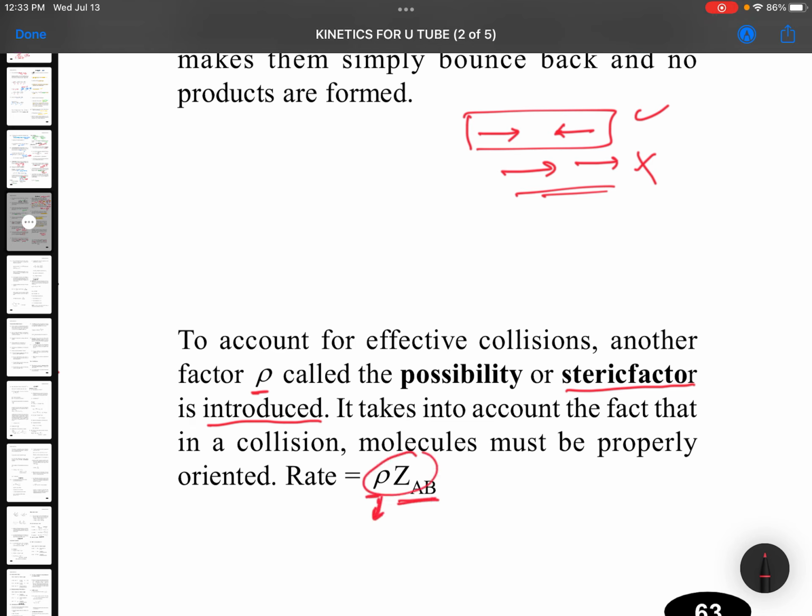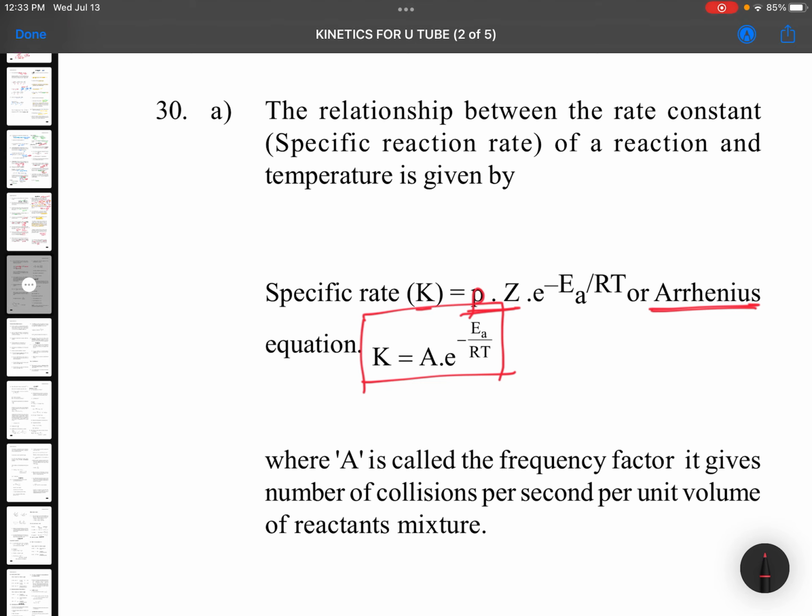Then coming to these points, the relationship between the rate constant of a reaction and temperature is given by k = A e^(-Ea/RT). This is called the Arrhenius equation. Or k = rho into Z into e^(-Ea/RT). Okay, now rho into Z into e to the power of minus Ea by RT.